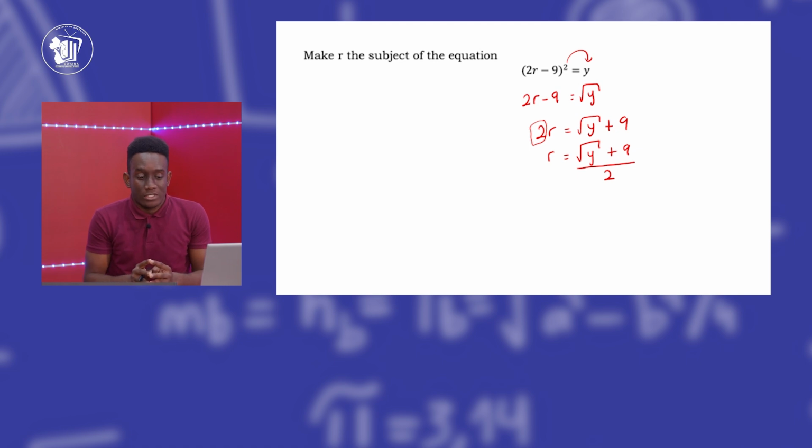So with that, this has brought me to the end, and I trust that you have a good understanding of how to change the subject of the formula. In some cases, when you have two of the terms, you will have to put them together and factorize, and then you will take over and make the thing that you factored out the subject.